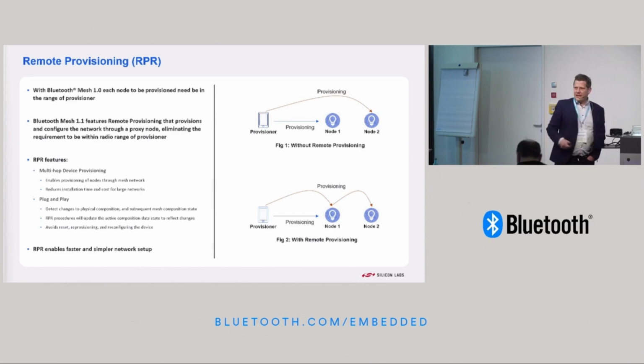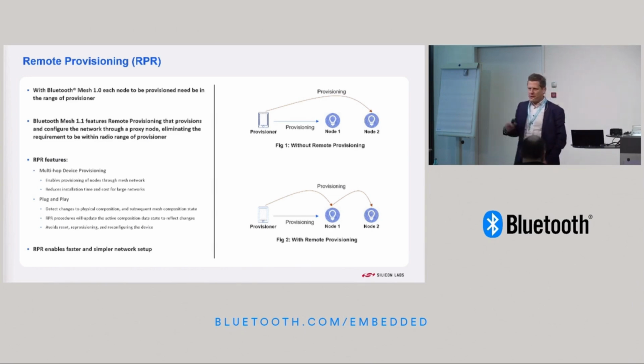To simplify that, with the Bluetooth Mesh 1.1 standard, I provision one node to the network. Then I can ask that node, what are the nodes you see in the network? Are they provisioned or not? If I see new unprovisioned nodes, I can use this one node to remotely provision and add a new node to the network. And then I can talk to the second node in the network and say, what do you see? Makes it much more efficient, much more user-friendly, reduces time, reduces cost.